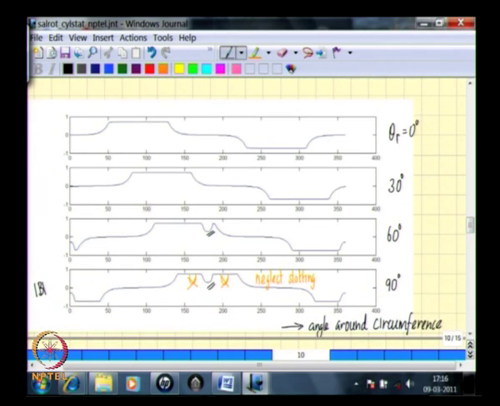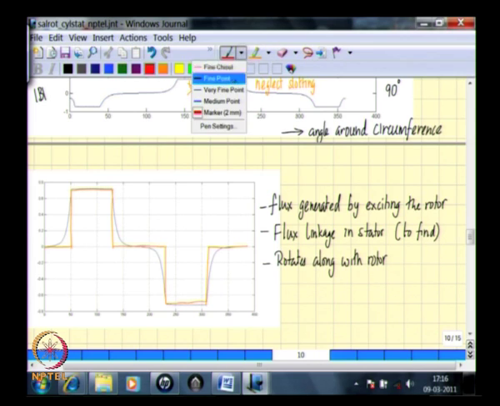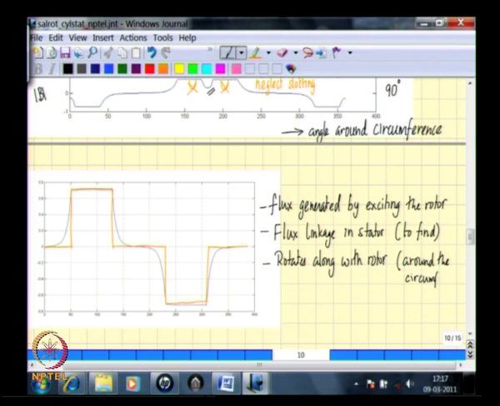that can be seen here. If the rotor is at 0 degrees, you have the flux density wave shape like this. As the rotor goes to 30 degrees, the flux density has moved by 30 degrees. You see that this is probably somewhere around 75 degrees, and this has come somewhere here. So this has moved by 30 degrees, and as the rotor moves another 30 degrees, the flux density waveform has moved again by 30 degrees, and so on. Therefore, the flux density wave shape rotates along with the rotor. When we say flux density wave shape, what we mean is flux density around the circumference. We are not talking about exciting the rotor with some varying current.